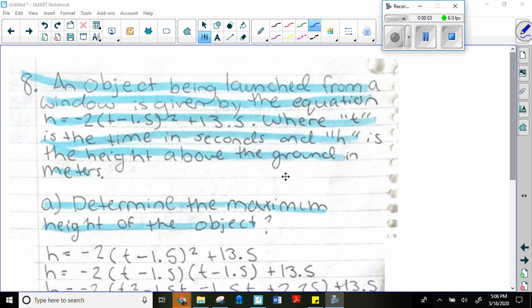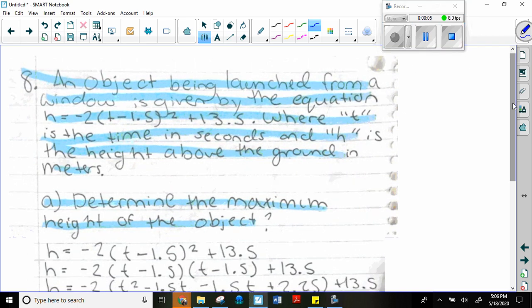You're going to hate me when you see this question. So an object is being launched. We like throwing things in math. We like things to go up and then come down. And then we want to do a bunch of parabola questions about that.